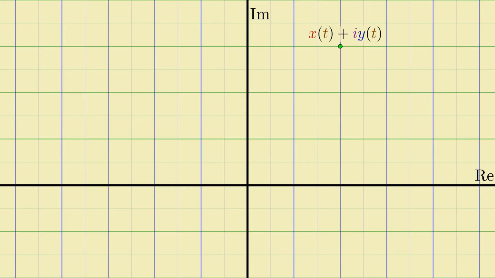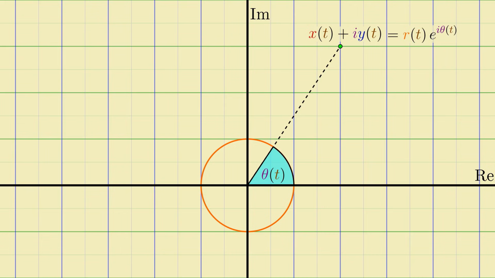If you take a step back, this formula should make sense, right? e to the i theta of t is a complex number on the unit circle that makes the same angle with the positive x-axis as our point. And if we scale it up by r of t, the point's distance from the origin, it will coincide perfectly with our point.